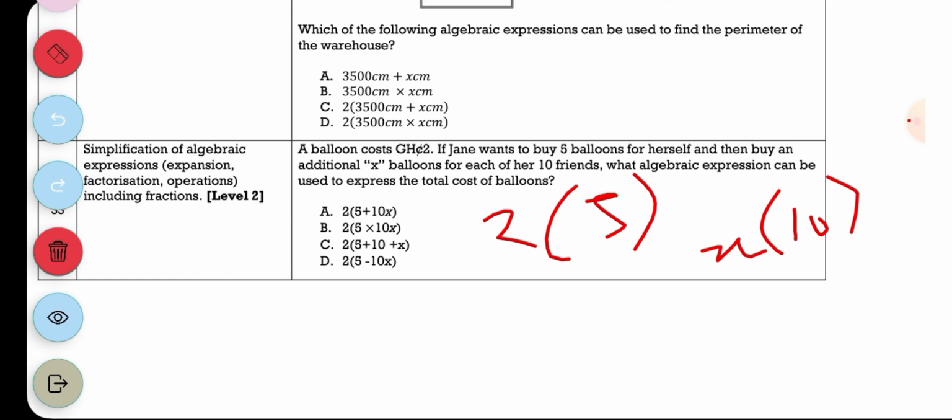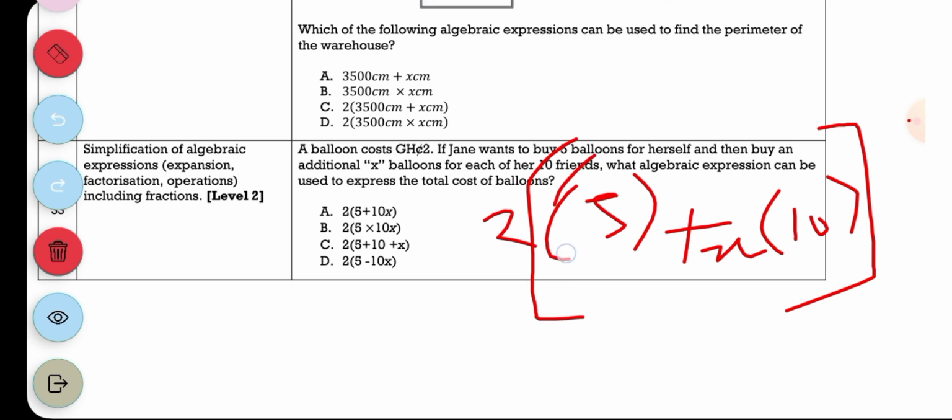So since each balloon costs 2 cedis, we will just have to add, because this is what she bought for herself and this is what she bought for her 10 friends. So you have 2 bracket open 5 plus 10x. The answer is A.